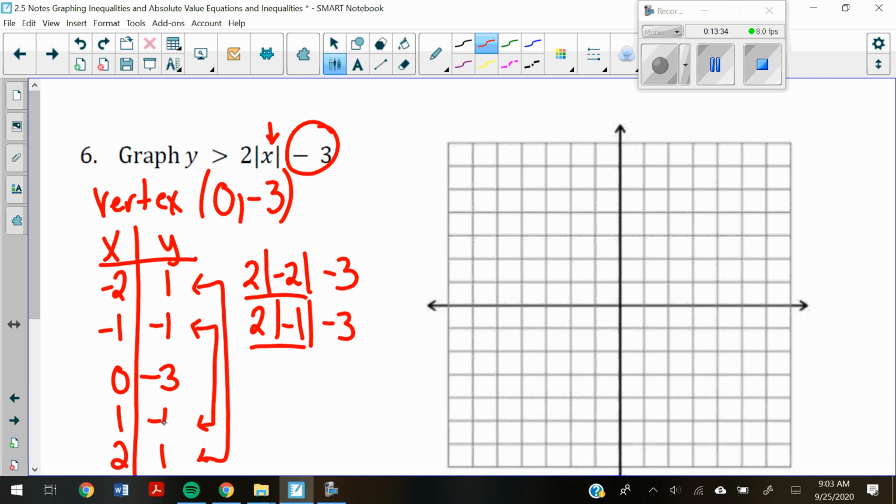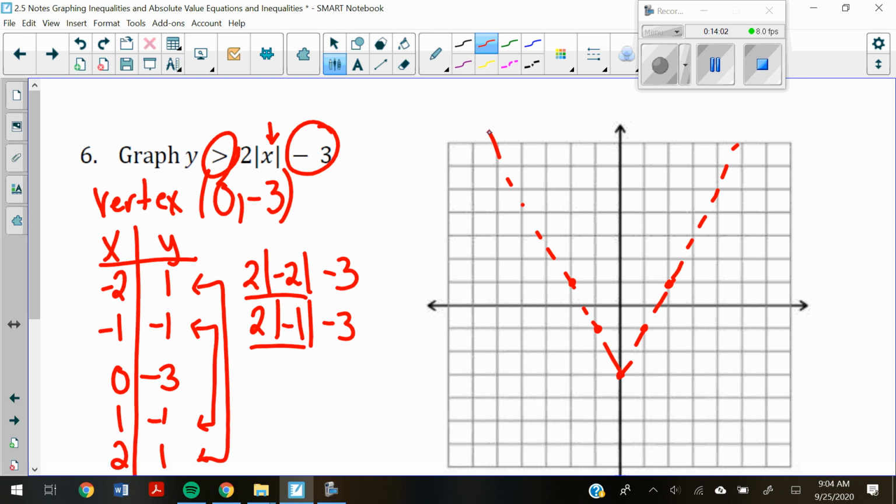So I'm going to go ahead and graph my points. -2, 1, -1, -1, and 0, -3, 1, 2, 3. And I'm going to mirror it over here. Now, don't just jump to writing a solid line. This is an inequality. So here, I'm going to have a dotted line. You can either make it dotted or draw a solid and state that it's dotted.